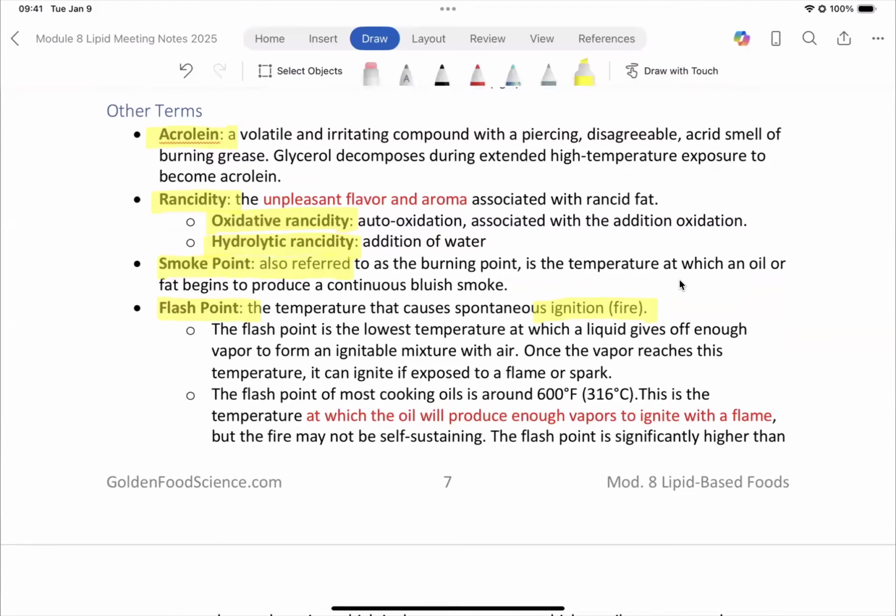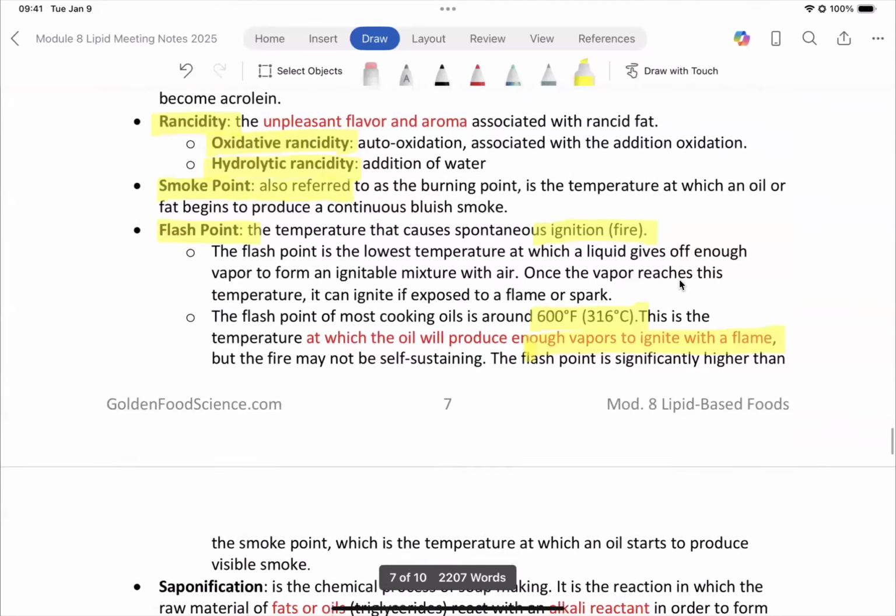Somebody asked me, how can fat burn? So it's the vapors that will ignite in a flame. That's how fat burns. And it has to be nice and hot, 600 degrees Fahrenheit.